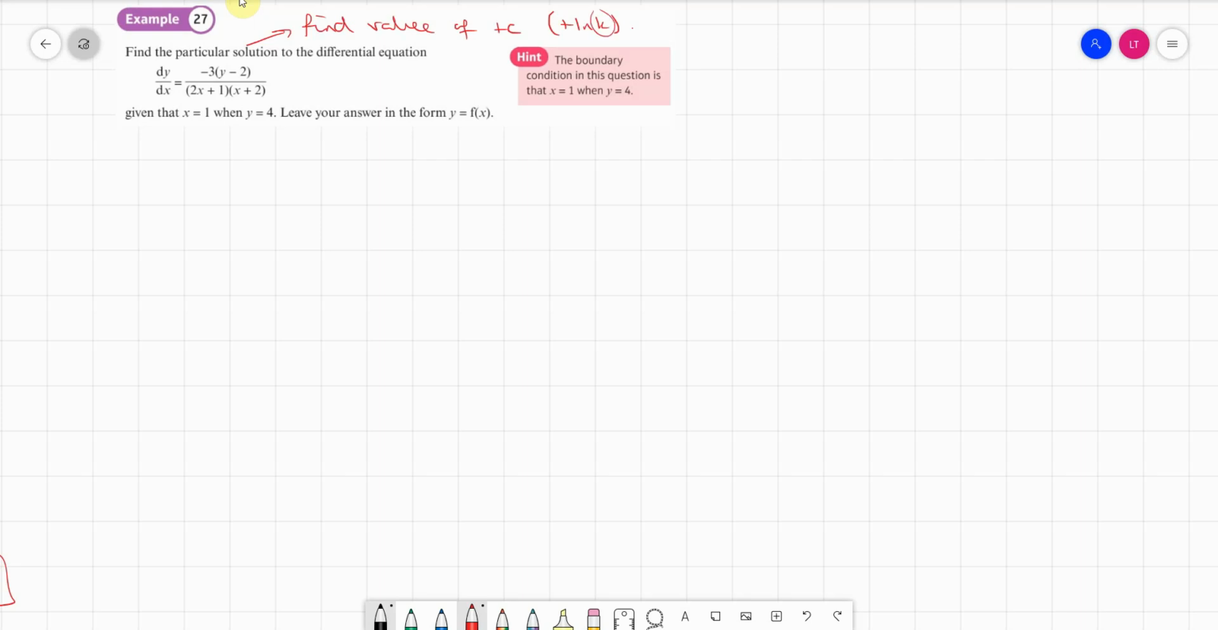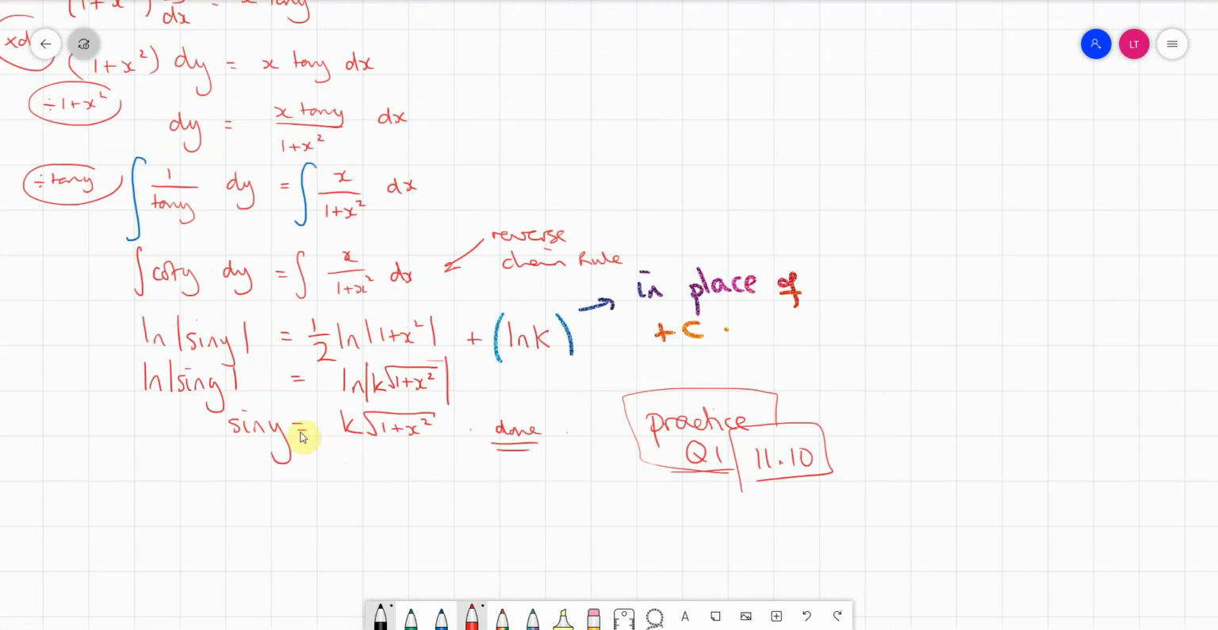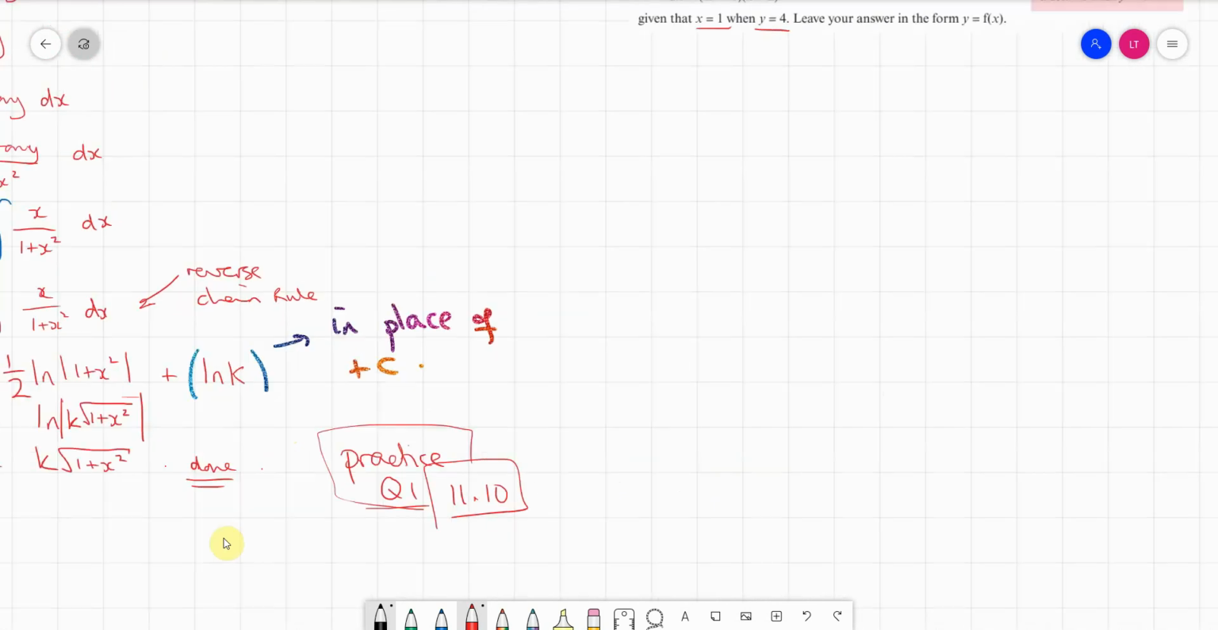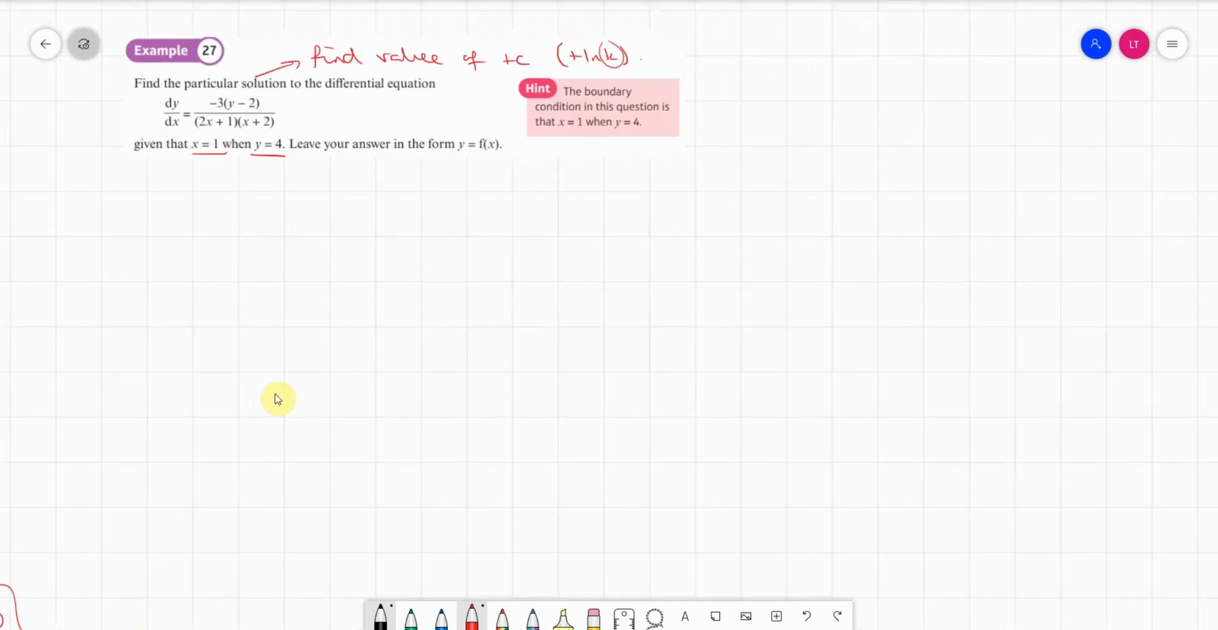And here we've said given that x is 1 when y is 4, that's going to help us find what k is, because if we scroll back to this example, we can see we could have substituted in y and x here to find a value of k. That's all we're really doing, to be honest, that one final step. It's sometimes referred to as a boundary condition. So I am first just going to write the question out.